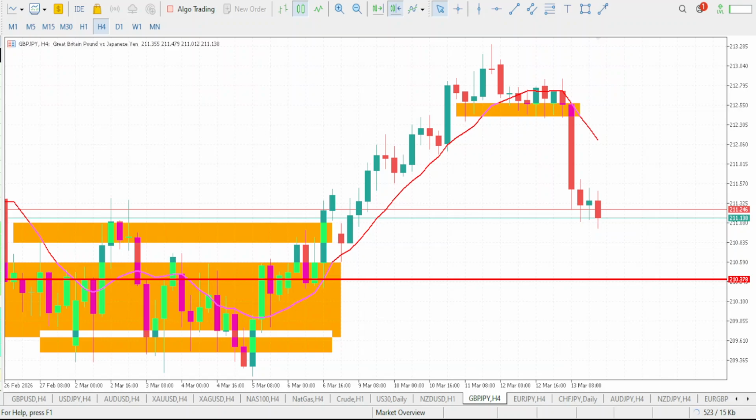Now let's take a look at what GBPJPY is going to be giving us for the week. We are going to be doing an in-depth analysis of what GBPJPY is going to be doing. We are going to analyze it from the higher time frame down to the lower time frame.